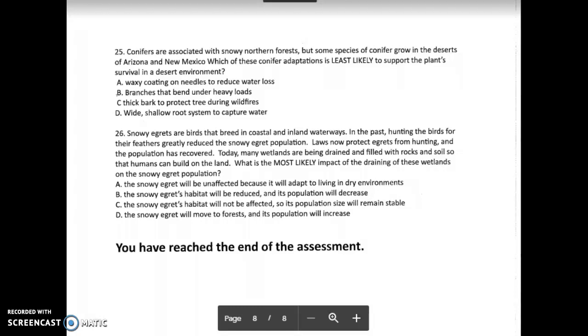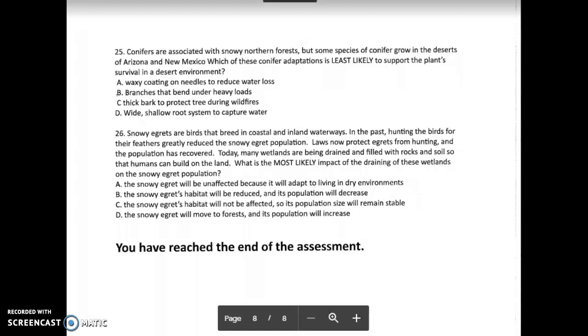Number 26. Snowy egrets are birds that breed in coastal and inland waterways. In the past, hunting the birds for their feathers greatly reduced the snowy egret's population. Law now protects the egrets from hunting, and the population has recovered. Today, many wetlands are being drained and filled with rocks and soil so that humans can build on the land. What is the most likely impact of the draining of these wetlands on the snowy egret population?